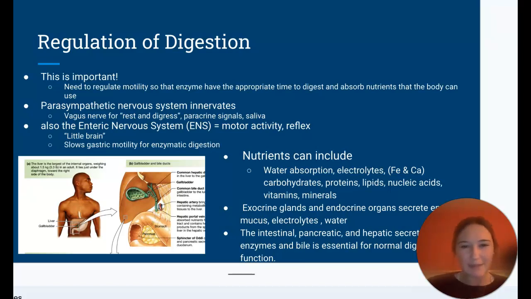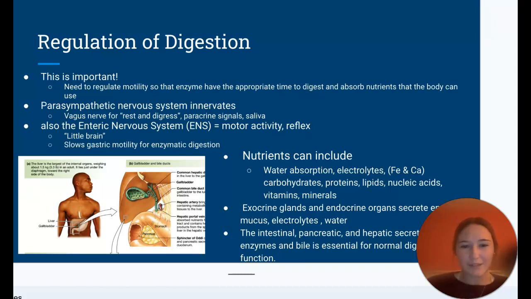Then we also use the enteric nervous system, which we haven't really talked about in class much, but it's separate from the central nervous system. It's not innervated by the spinal cord or the brain. It has its own integrating control center, and so it's called the little brain. This enteric nervous system mostly controls gastric motility, which is the flow and rate of how fast food moves throughout the digestive system, and it controls the contractions of the stomach, the small intestine and the gallbladder, and we'll go into that.